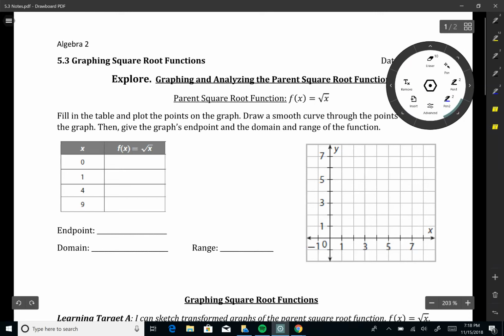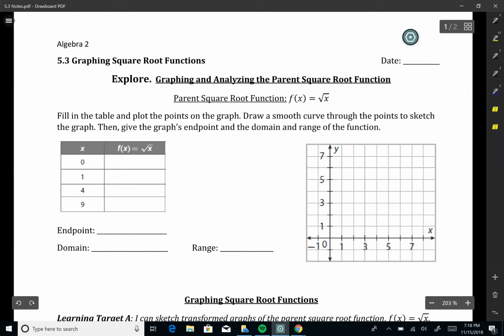Hey guys, welcome to section 5.3 where we're going to be graphing square root functions. So first we're going to get to know the parent square root function, which is f of x equals the positive square root of x. Just so you know, when we are given an expression that already has a radical in it, it's asking for just the positive square root. And you'll see why in a second.